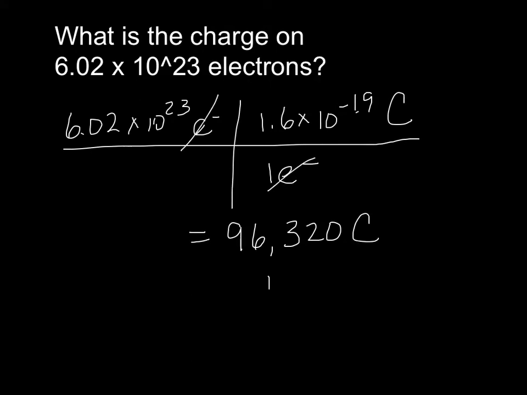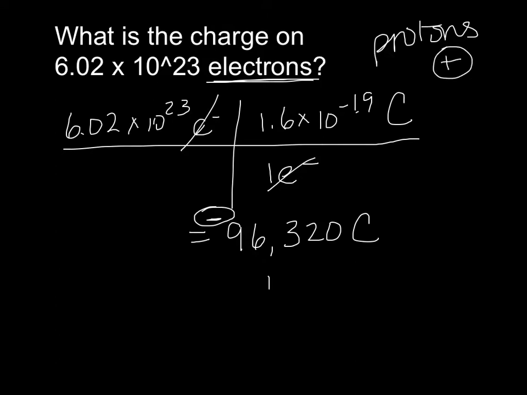coulombs. Now, a little technicality: since they're electrons, are they going to be positive or negative? It's going to be negative. So make sure you pay attention. Electrons are negative. Protons are positive. So that's easy enough, right?